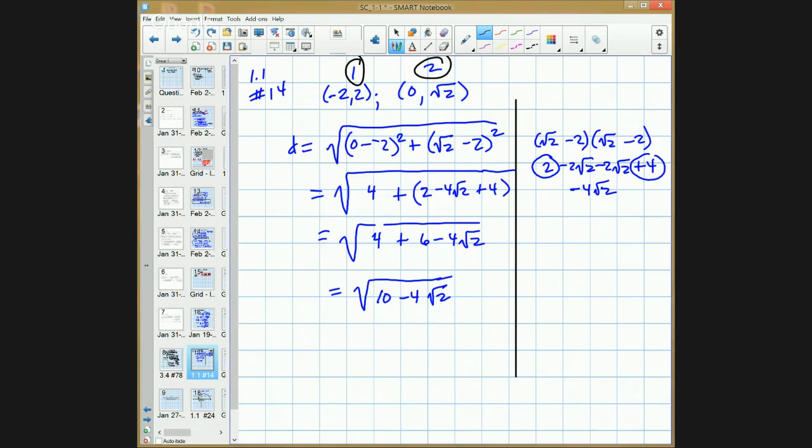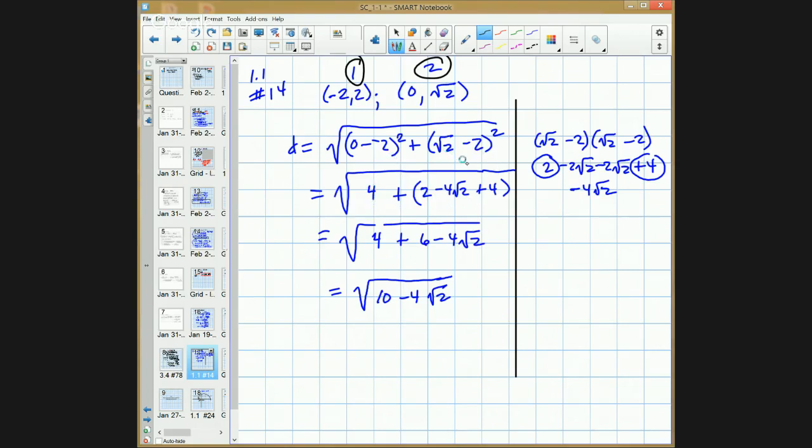So anyway, you can see I took x2, 0, minus x1, negative 2, so 0 minus a negative 2, then that's squared, plus y2, square root of 2, minus y1, 2, that's squared. Okay, what's 0 minus a negative 2? That's actually 0 plus 2.